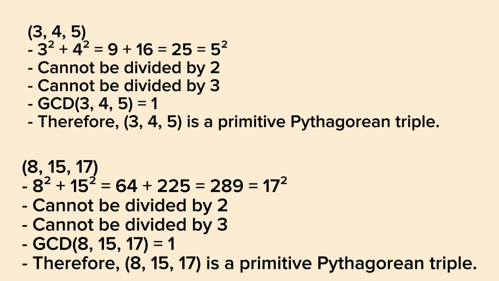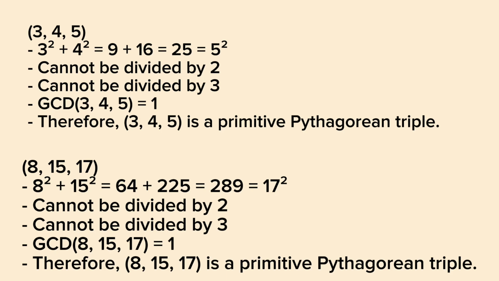Let's take 3, 4, and 5. Let's follow the rule. 3 squared plus 4 squared is equal to 9 plus 16 equals 25, which is our 5 squared. It cannot be divided by 2 and cannot be divided by 3. So our GCD is 1. Therefore, 3, 4, and 5 is a primitive Pythagorean triple.